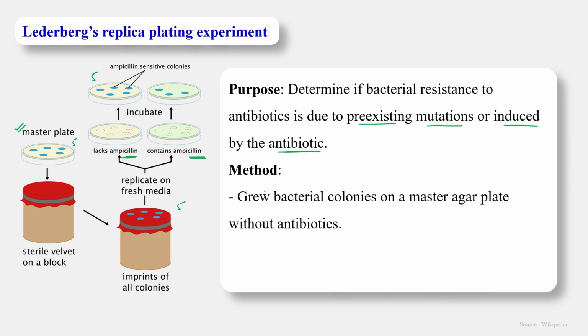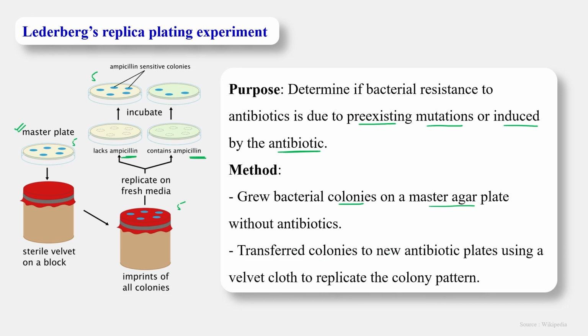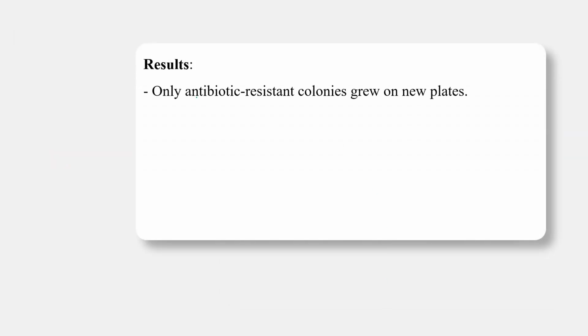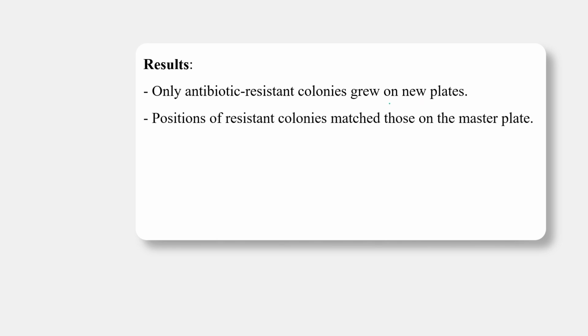So initially, grow the bacterial colonies on a master plate, as I just said, without antibiotic, then transfer these colonies to a new antibiotic plate using velvet cloth to replicate the colony pattern. Then only antibiotic resistant colonies grow on the new plates. The position of resistant colonies matches those on the master plate.